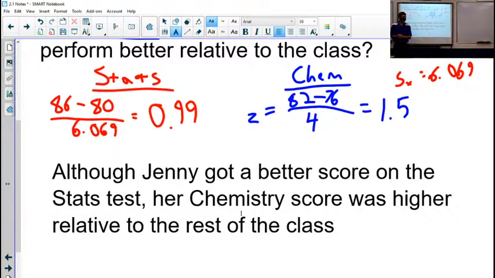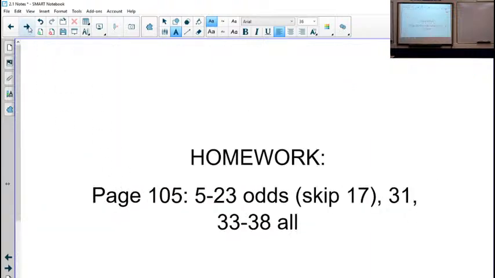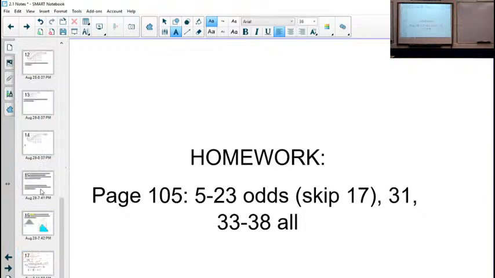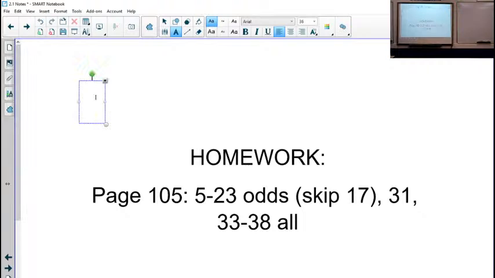Questions on that? Okay, one more thought for you. Oh, homework. Actually, I'll do that. Yeah, let's just leave it there. I'll do that on Monday and Tuesday.